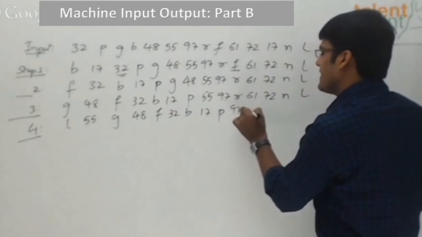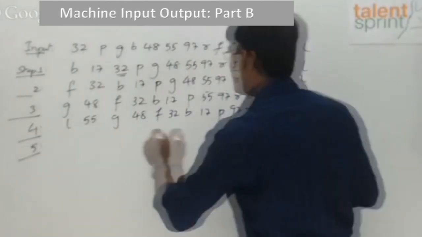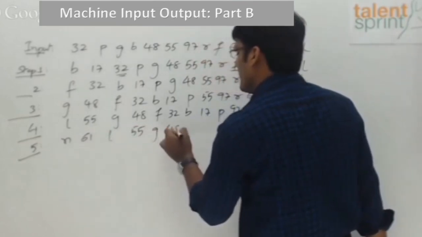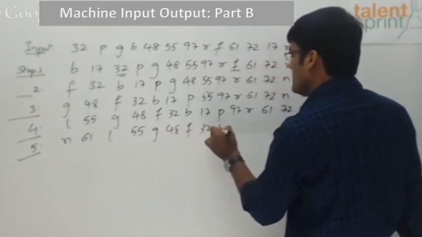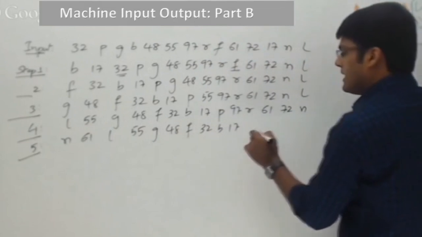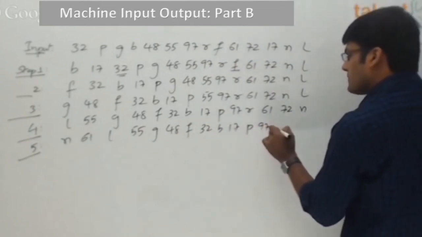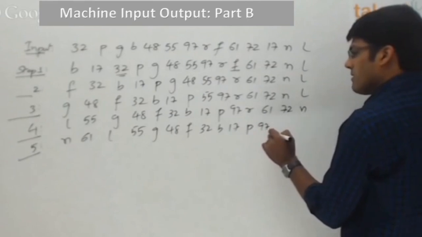Likewise, step 5. What happens in step 5? Just move the next thing, right? So after 55 we'll get 61 and the word should be N. So N 61, then L 55, G 48, F 32, B 17, and P 97. P97, R 61 has gone there, N has gone there, 72.